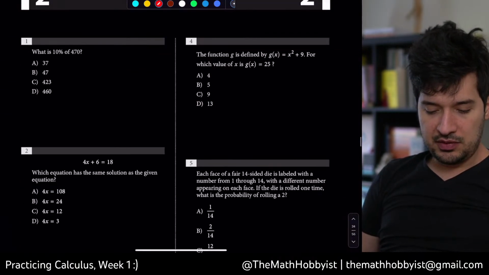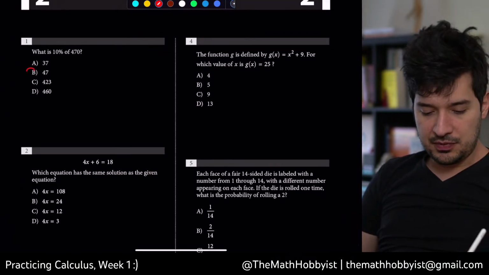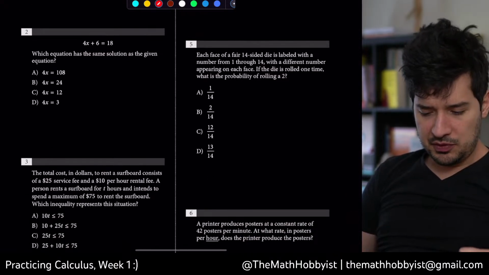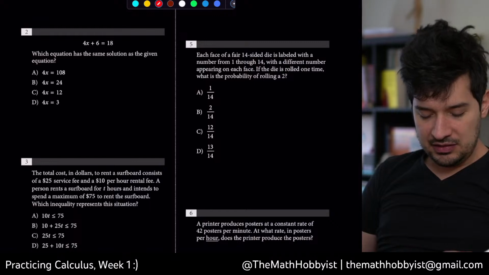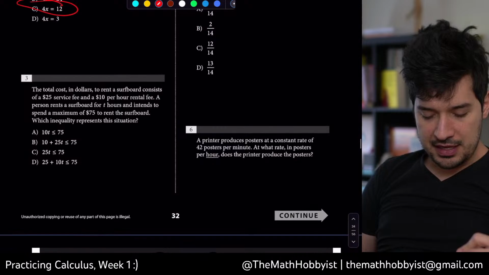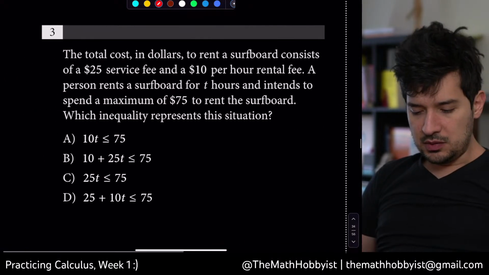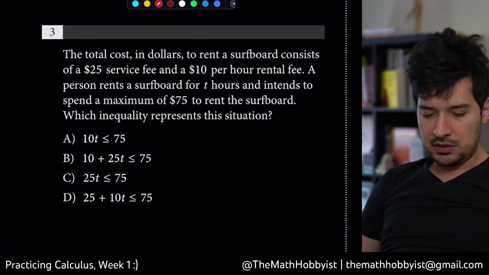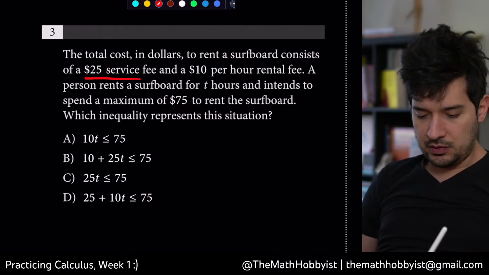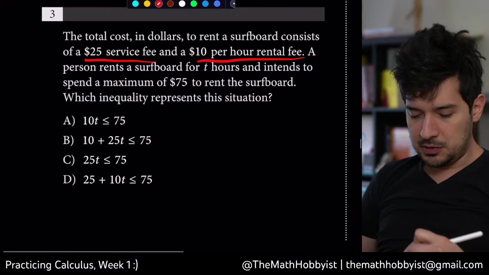All right, and let's just get started. 10% of 470, that's 47. Just move the decimal one spot. Which equation has the same solution as the given equation? I think that these start out pretty easy, and then they get harder. So let's see. Total cost in dollars, rent a surfboard consists of $25 service fee. All right, so constant and then variable rate.